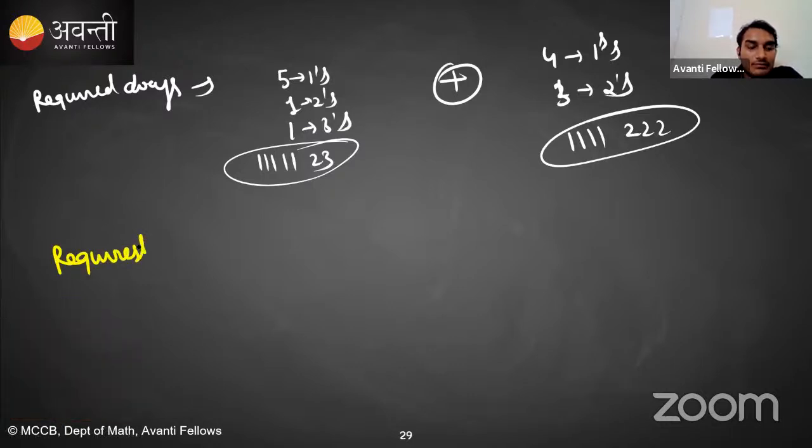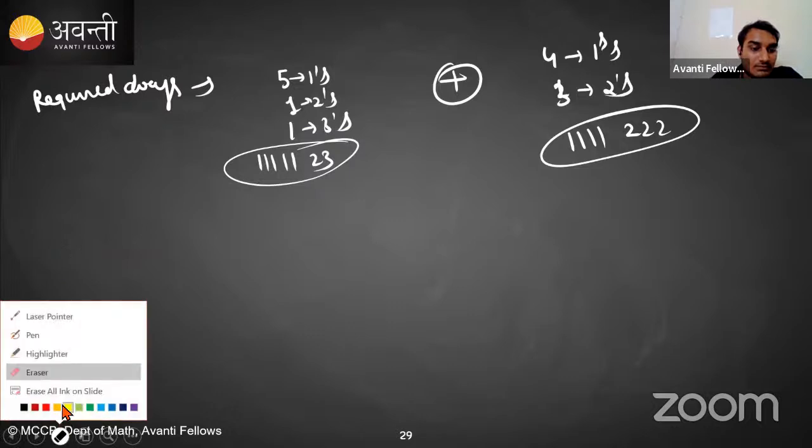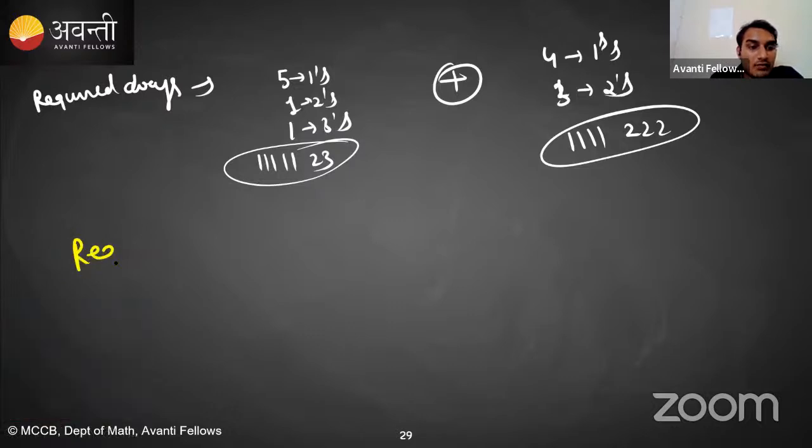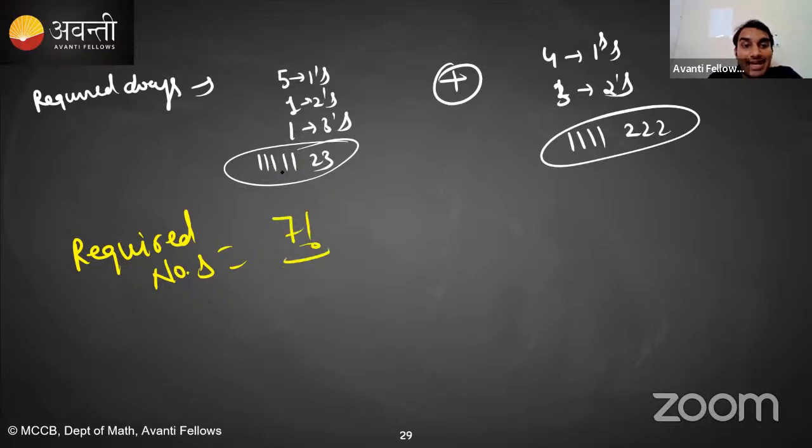So how many required numbers have come? These are the 7 digits, out of which 5 are repeating. So 7 factorial upon 5 factorial, or either this. So this corresponds to this. Now you have to arrange also, right? The arrangement also has to be done.